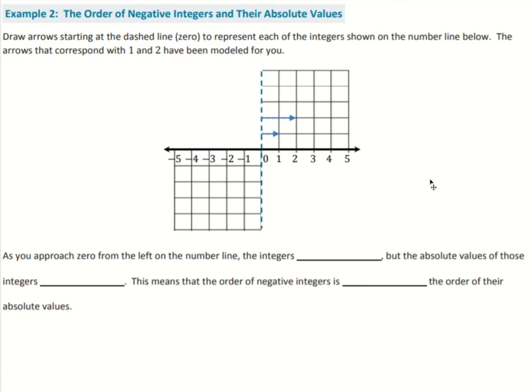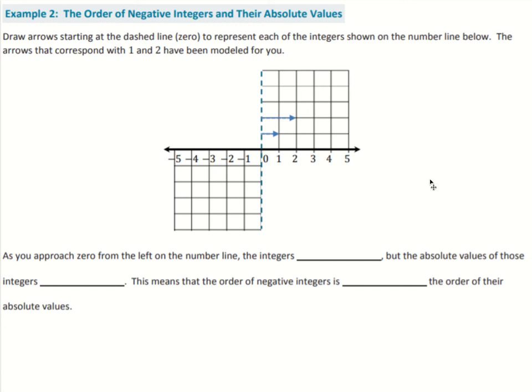For us, we are going to be skipping over that opening exercise and exercise 1, and we are going to be going directly into example 2. Exercise 2 is later on. We're going to be going directly into example 2, which is the order of negative integers and their absolute values.